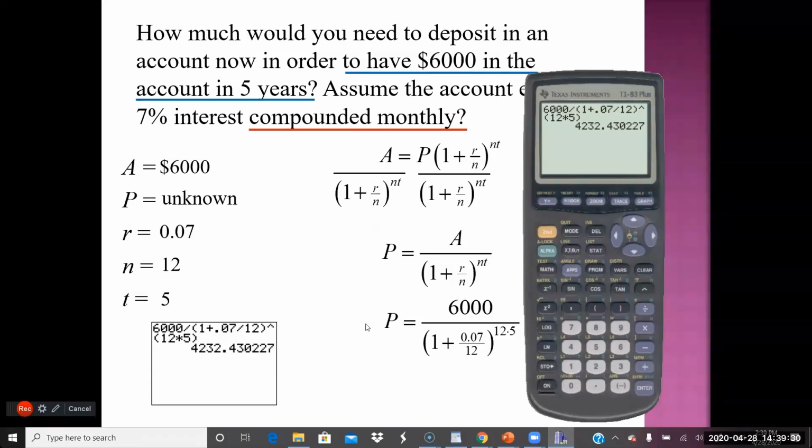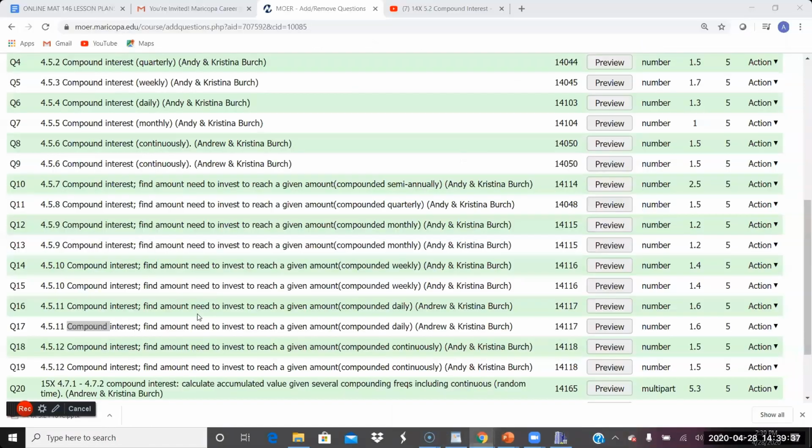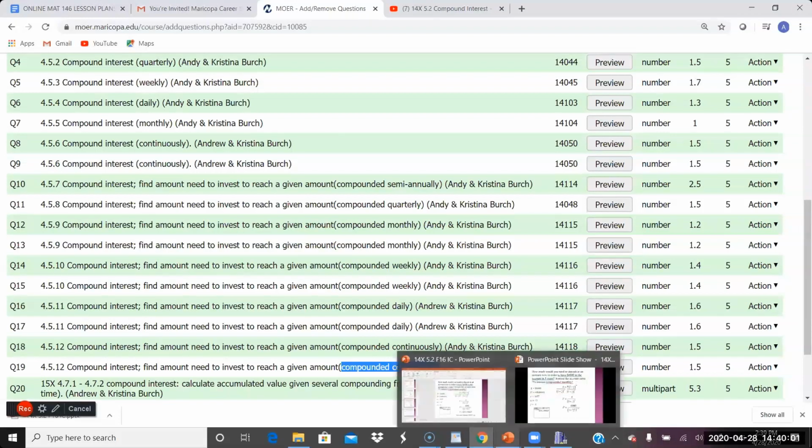Okay, so that covers most questions. That was for the case of compounding normally, or compounding daily, weekly, monthly. Now, if you wanted to compound all the time, we talked earlier today about what formula to use. For 18 and 19, use that formula, but solve again for principal. So we're going to go back to the PowerPoint. I'll show you an example of that.